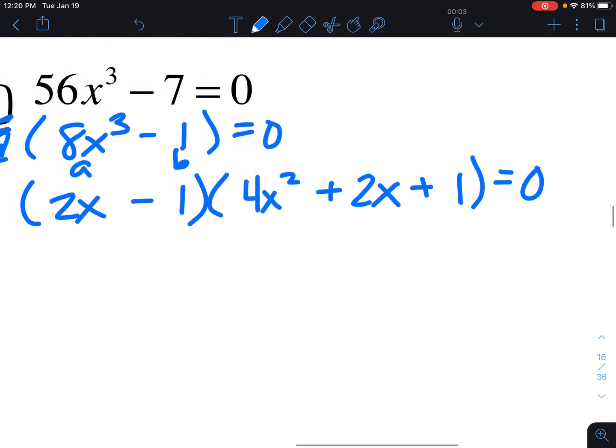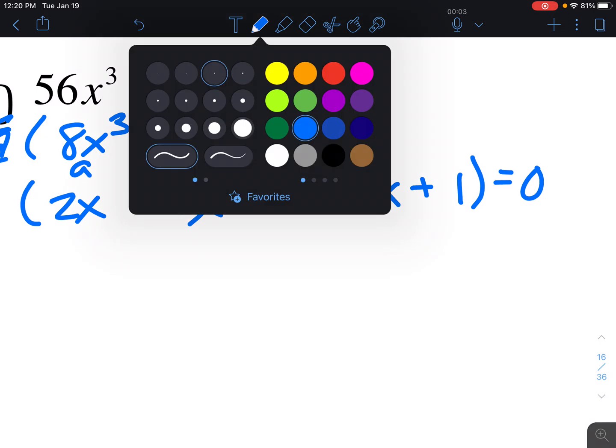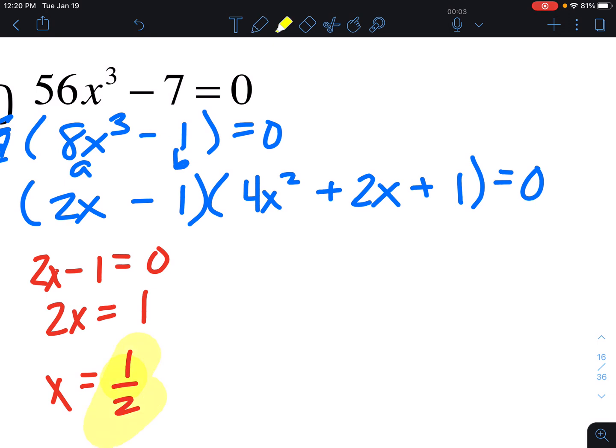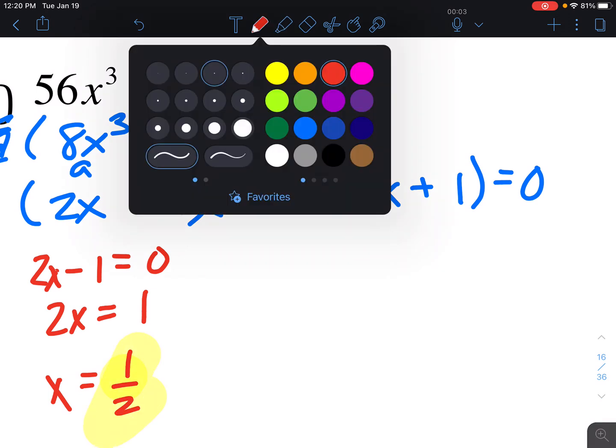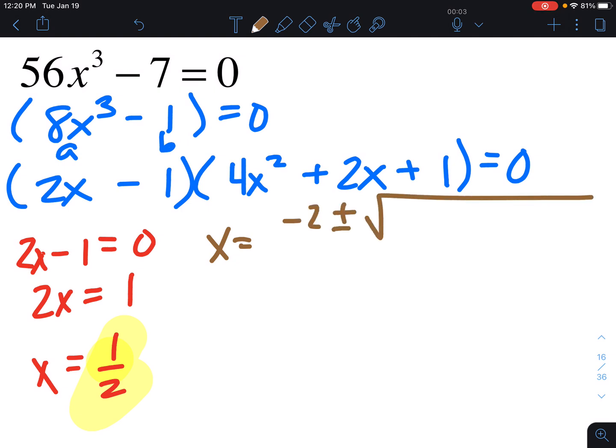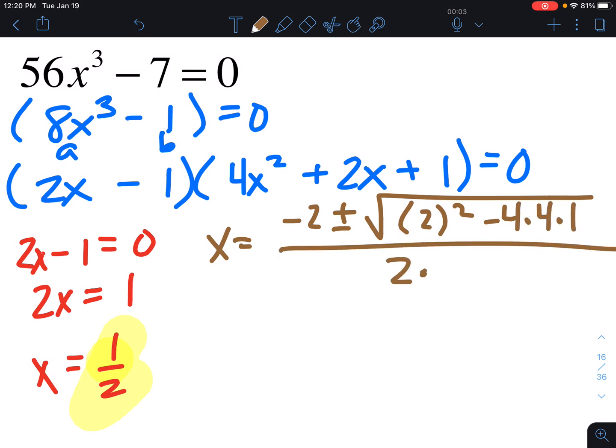Okay, now let's go to solving. The first one, set it equal to 0 and solve for x. We would add 1, and then divide by 2, and get 1/2. Now the trinomial, just like the past 3 problems, what do we do? Pythagorean theorem. So negative b plus or minus the square root of b squared minus 4 times a times c, divided by 2 times a.